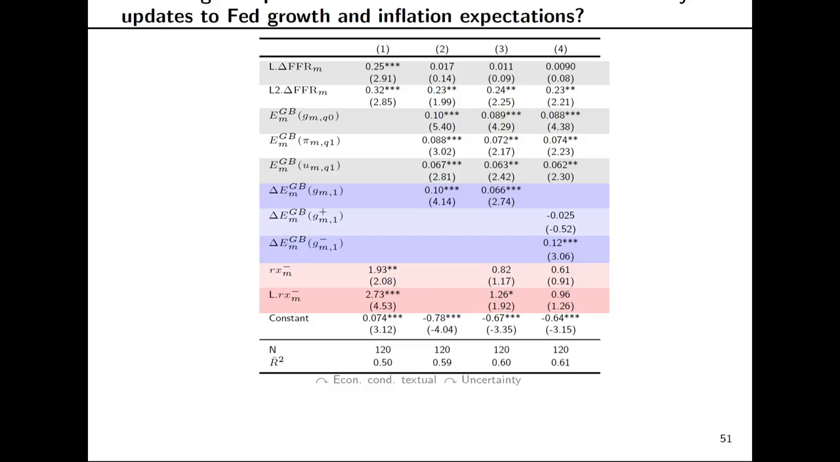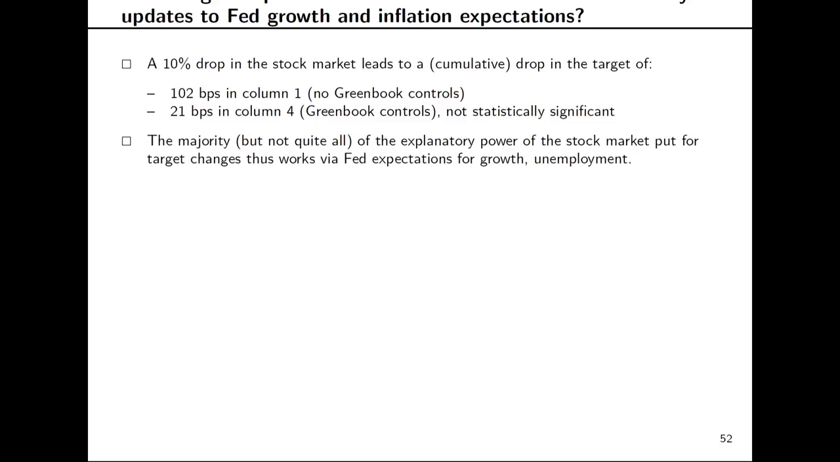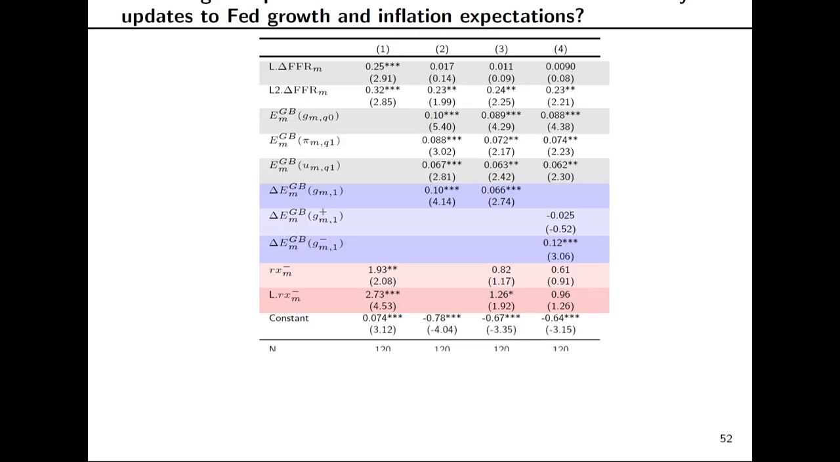So if you calculate out how much economic predictive power is there of the stock market once you put in the green book expectations, there's not much. So a 10% drop in the stock market, as we saw in the very, very first graph on the target, moves the target by about 100 basis points cumulatively. Without the green book controls, once you put those in, you're down to 21. It turns out, actually, that consistent with this asymmetric thinking in column four, if you allow the Fed to react asymmetrically to growth, so it turns out it reacts more to low growth than to high growth, then the stock market is no longer significant. So in that sense, the Fed is looking pretty rational.